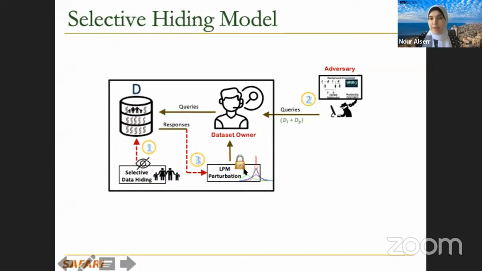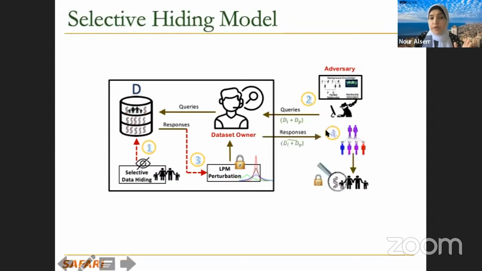We are not increasing the epsilon value, and we're not playing with the sensitivity at all. So we are using the general Laplace perturbation mechanism, and we reveal the response to the adversary. That's why he will not be able to infer the genetic record for that victim.